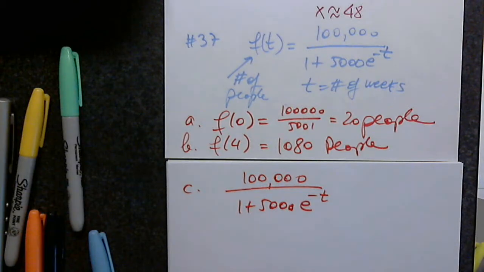the y equals. So 100,000 divided by, in parentheses, 1 plus 5,000 times e to negative x in parentheses, negative x, close the parenthesis and close the parenthesis for the denominator. So let's read the question one more time. What is the limiting size of the population that becomes ill? So what is the maximum possible number of people that can become ill?